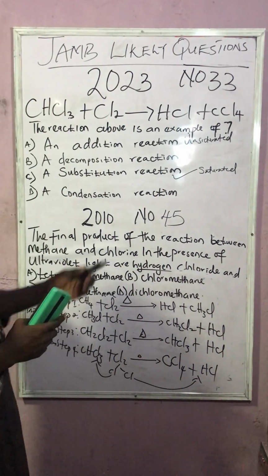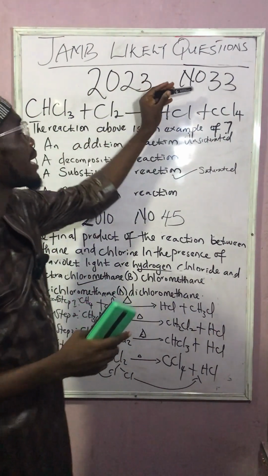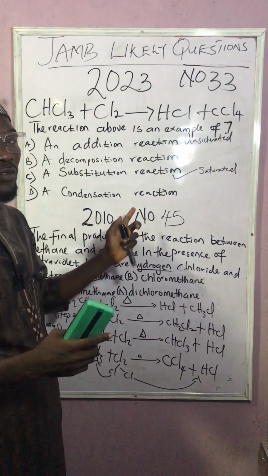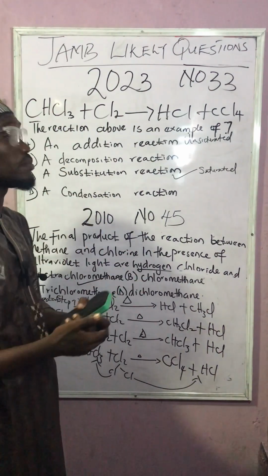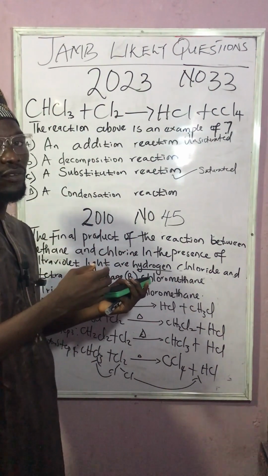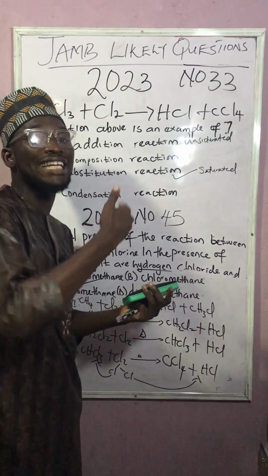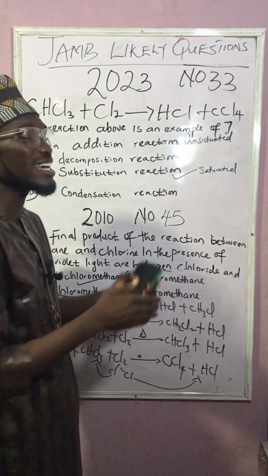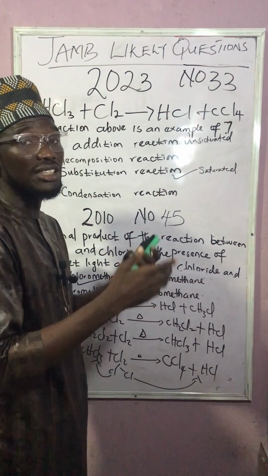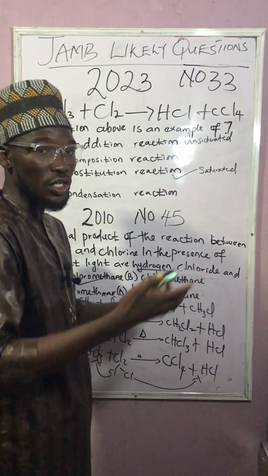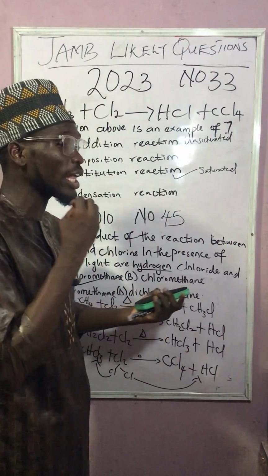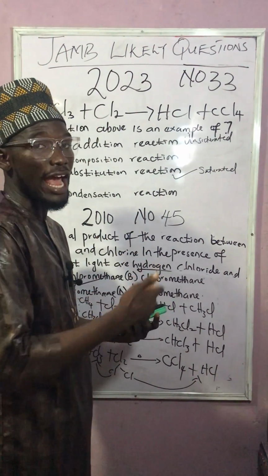So if you look at this 2023 number 33 question and 2010 number 45, it took 13 years to set this kind of question in another dimension. So as a JAMBite, as I always tell my students in my physical class, JAMB will always play with your brain. They'll give you a question, and among the options, anything you think of is there among the options.